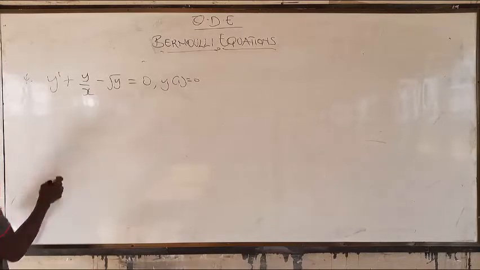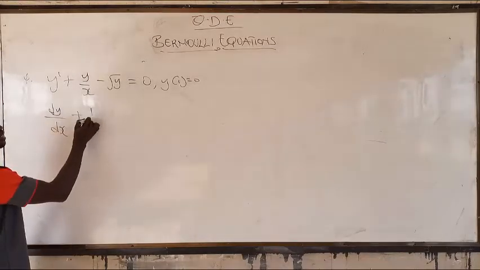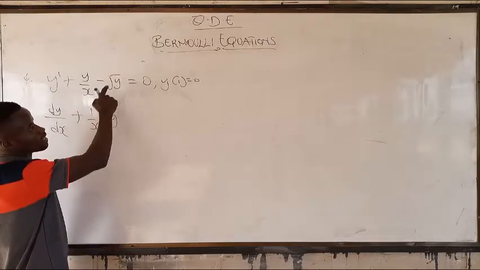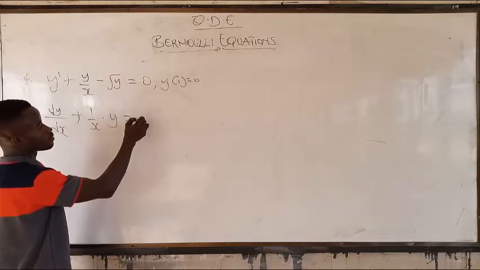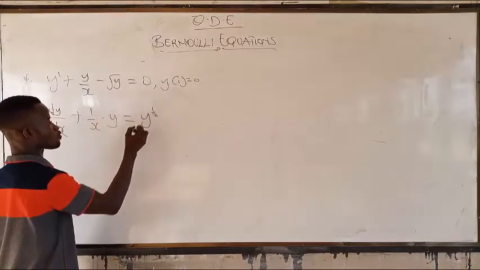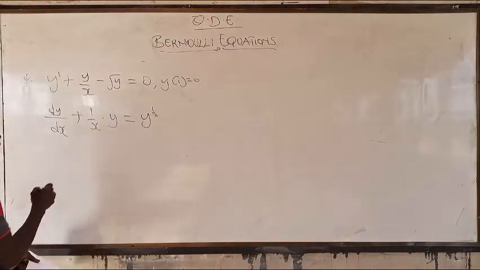Okay, so we move on. dy/dx plus 1 over xy. Then you need to send this to this side. y and the square root is 4.5. Very good.